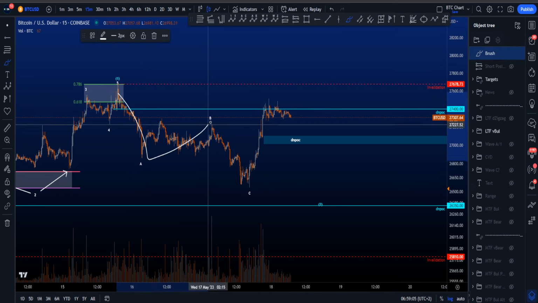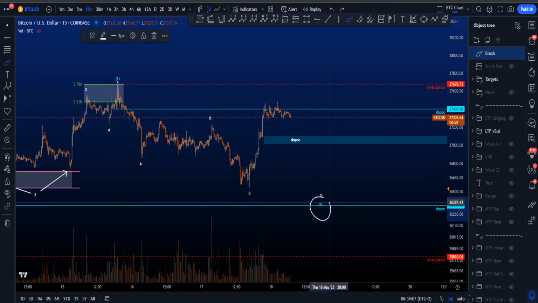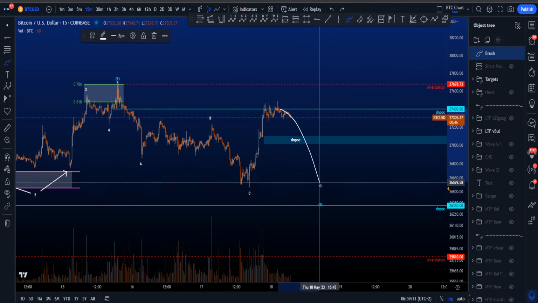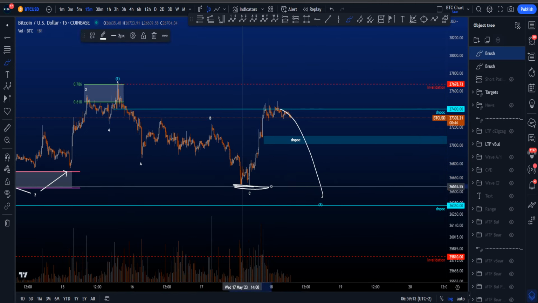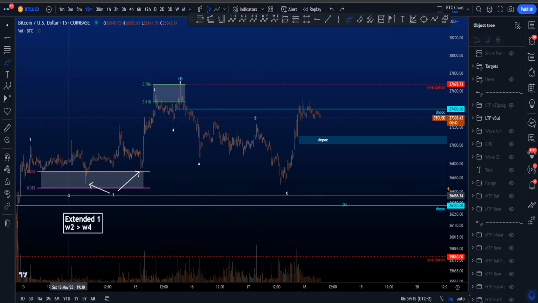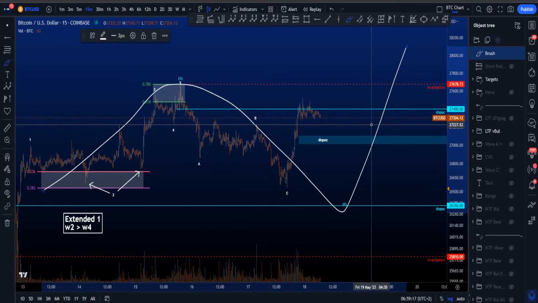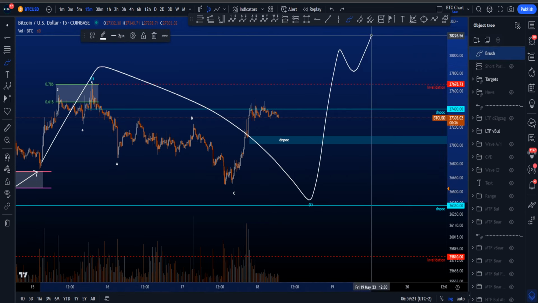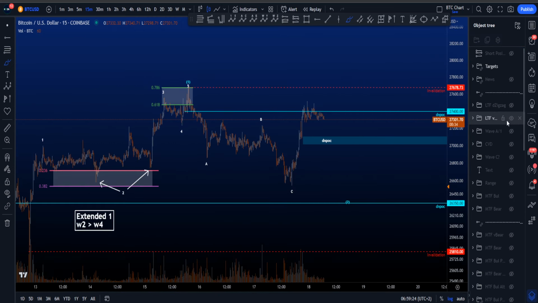A zigzag being a 5-3-5 wave move is much more common in a wave 2 than any other form of correction. So if price is going to move to the downside and hits this low, it is more likely this is going to be an ABC, from a probability perspective, than a 1, 2, 3, 4, 5. So that's something to remember as well.